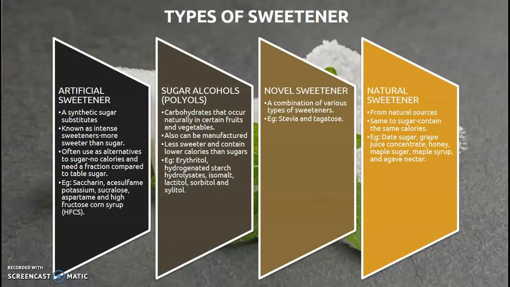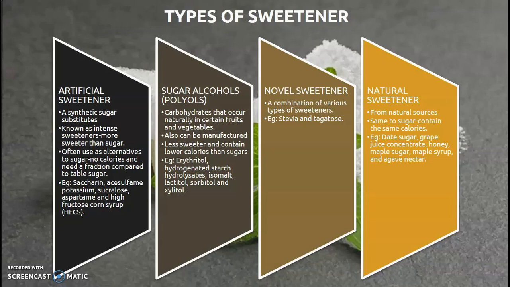Next, there are 4 types of sweetener, which are artificial sweetener, sugar alcohols or polyols, novel sweetener, and natural sweetener. Artificial sweetener is a synthetic sugar substitute, also known as intense sweetener, which is much sweeter than sugar. It is often used as an alternative to sugar because it has no calories and only a fraction is needed compared to table sugar. Examples are saccharin, acesulfame potassium, sucralose, aspartame, and high fructose corn syrup.